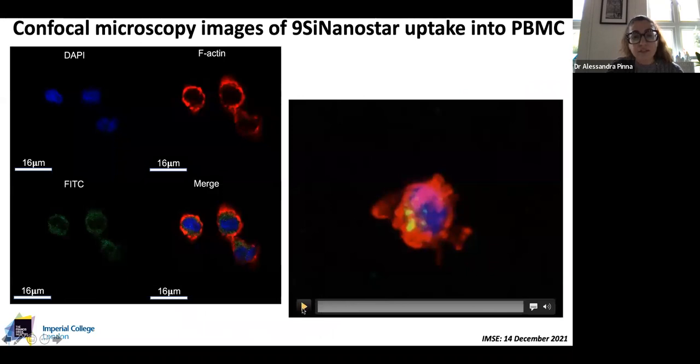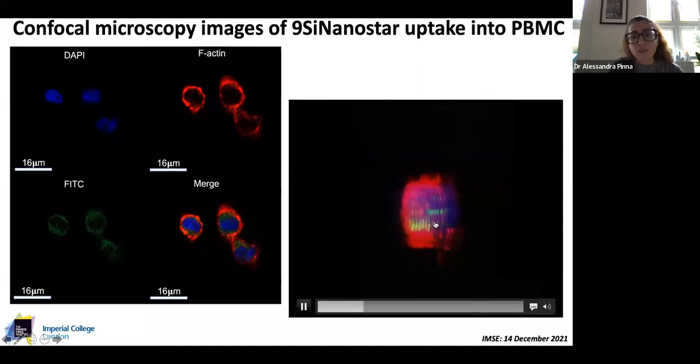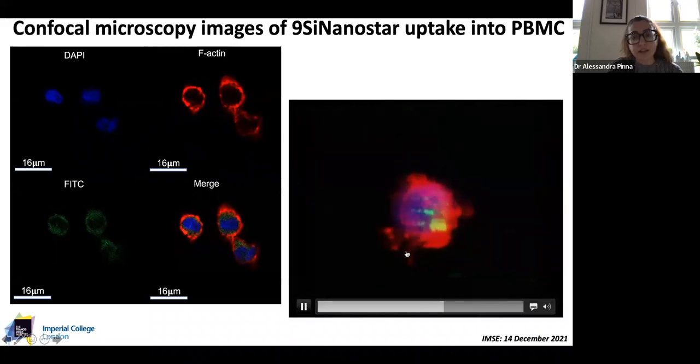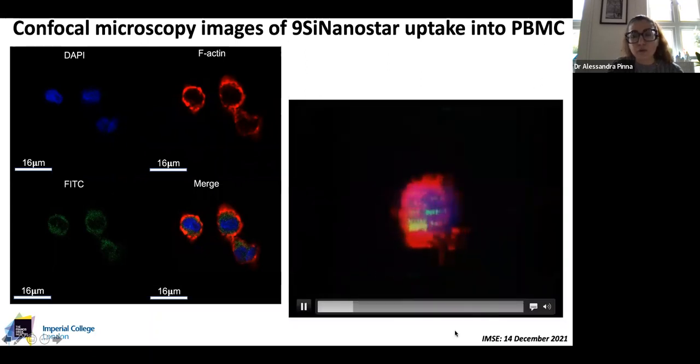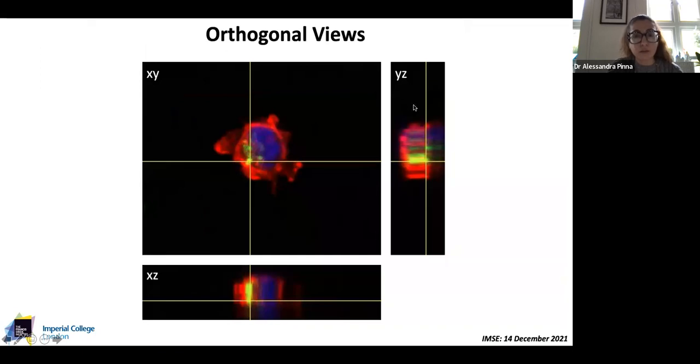In these confocal images, in green we can see our particles, in blue the nucleus of the PBMC cells, and in red the cytoplasm. In this video, we can see that the particles are taken up inside the cells. But in order to be sure, we performed an orthogonal view of these particles, and we can see the presence of the particles in all the planes. So a next piece of work to do will be the quantification of these nanoparticles.